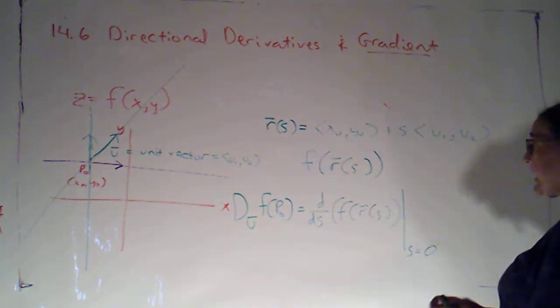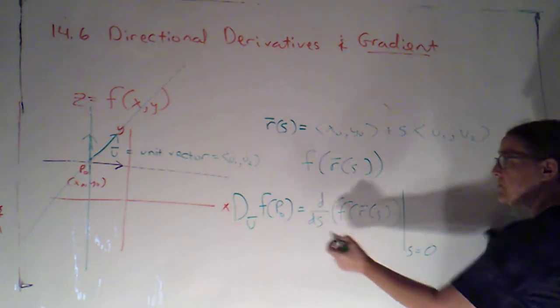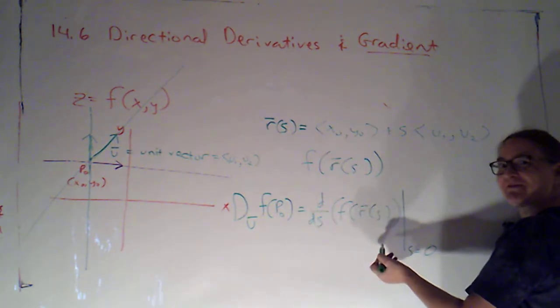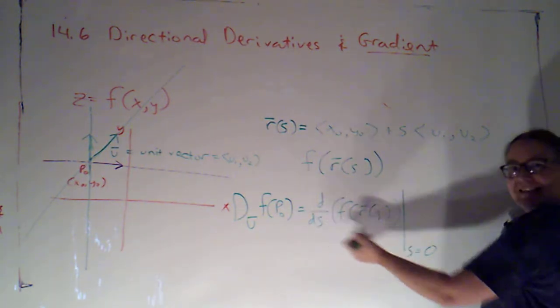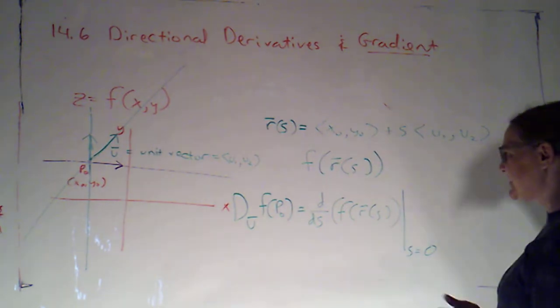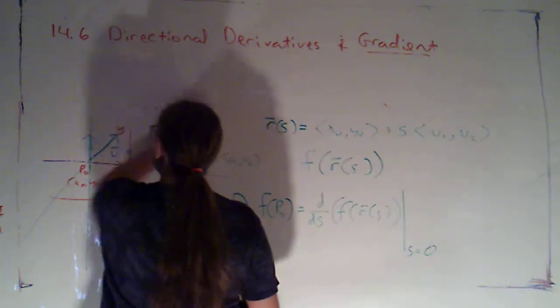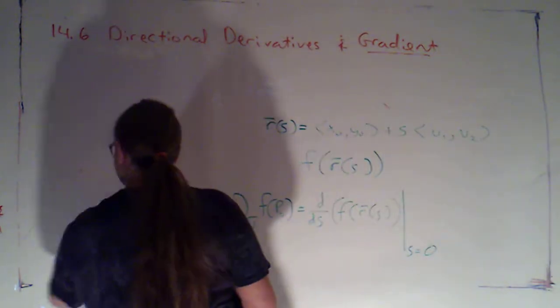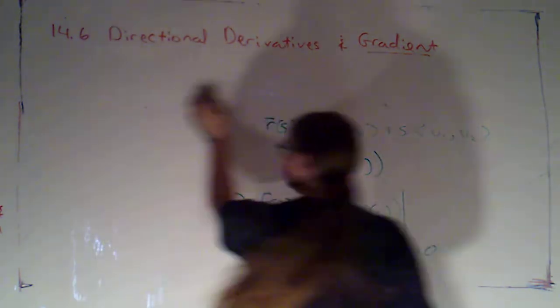So let's try a specific example. And you can see why this section is coming right after we learned the chain rule, because that's exactly what we're doing. We're taking the derivative of a function composition.